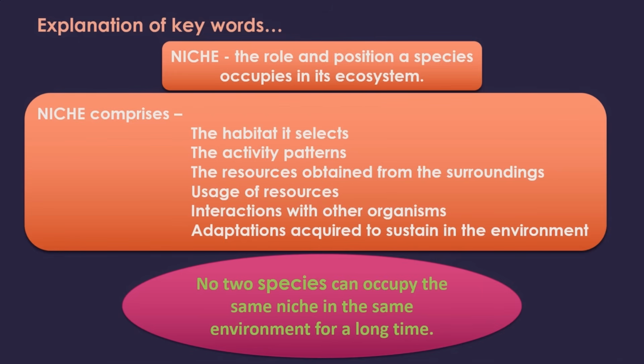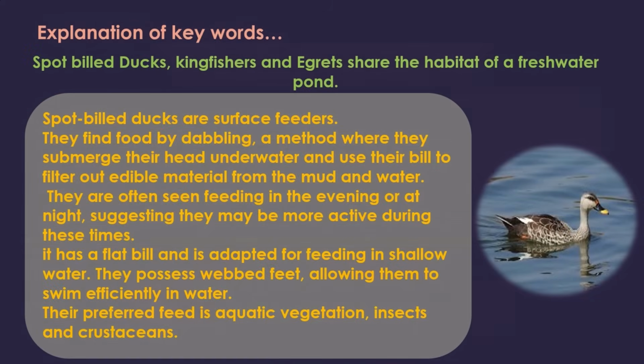And the main point that should be emphasized here is that no two species can occupy the same niche in the same environment for a long time. How? So we can continue the explanation with the example of a freshwater pond ecosystem. Spot-billed ducks, kingfishers, and egrets share the same habitat, but they are confined to different niches.